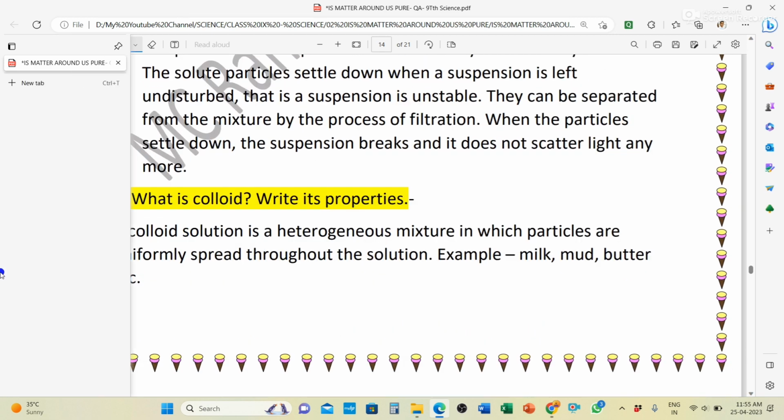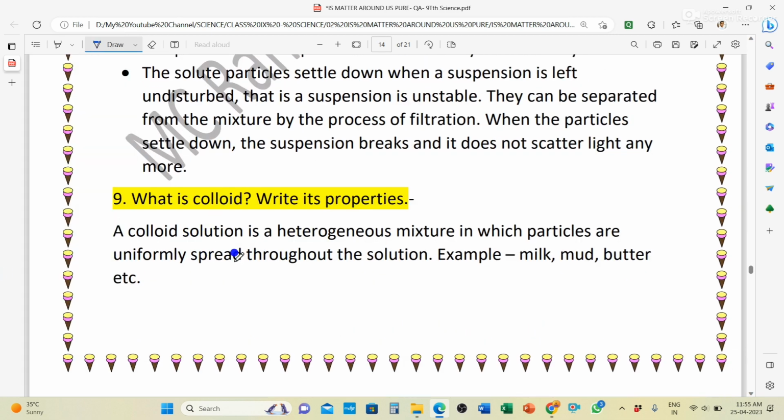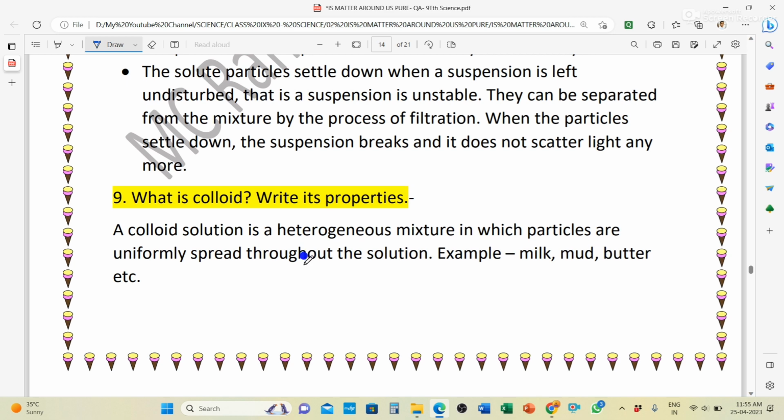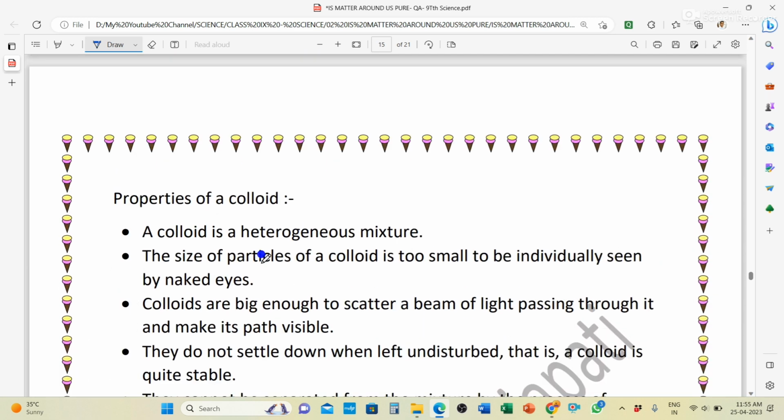Now, what is a colloid? Write its properties. A colloid solution is a heterogeneous mixture in which particles are uniformly spread throughout the solution. For example, milk, mud, butter. These are examples of colloids. Now, properties of a colloid.